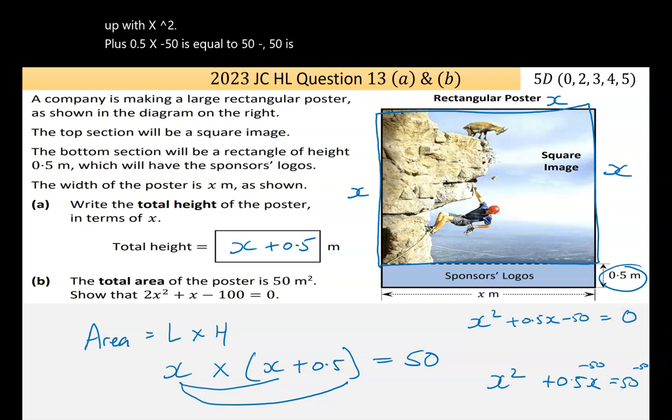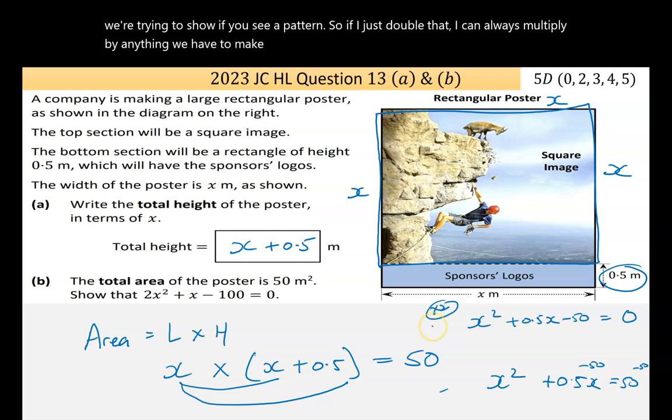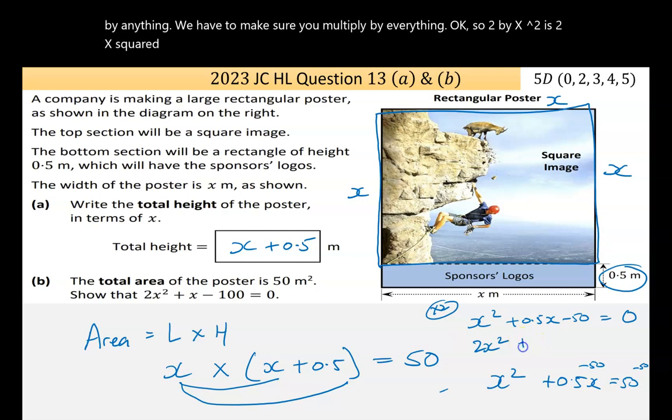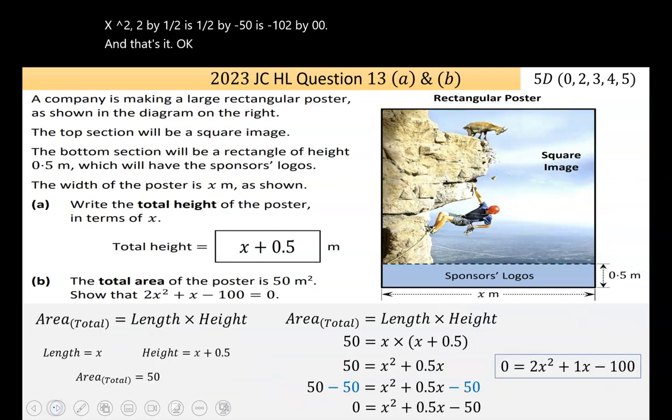nothing. Now although it looks similar to the equation we're trying to show, it doesn't quite match. If you see a pattern, so if I just double that, now I can always multiply by anything, but you have to make sure you multiply by everything. Okay, so 2 by x squared is 2x squared, 2 by a half is 1, 2 by minus 50 is minus 100, 2 by 0 is 0. And that's it. Okay, now I'll go to the answer where it's prettier. Okay, and that's basically what I did. Okay, so that's not too bad.